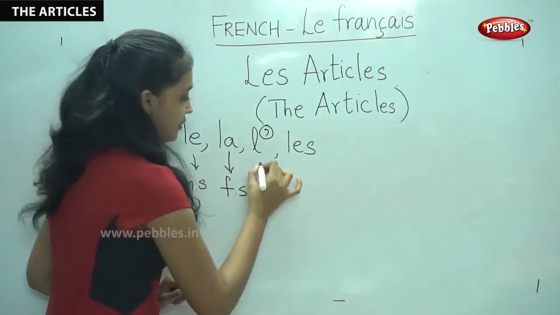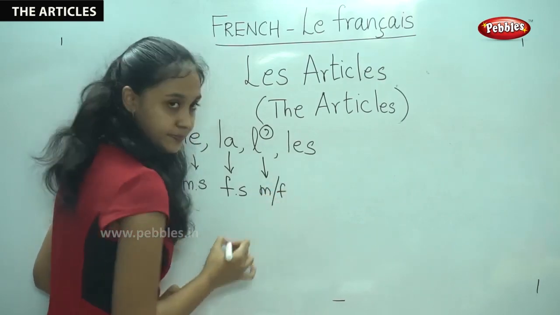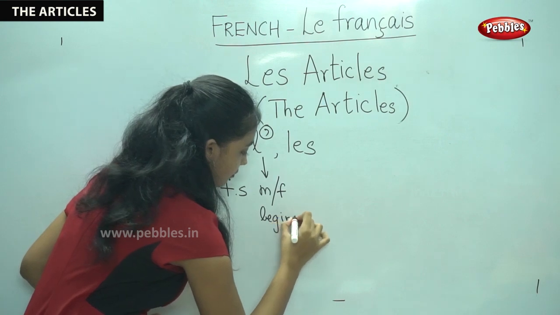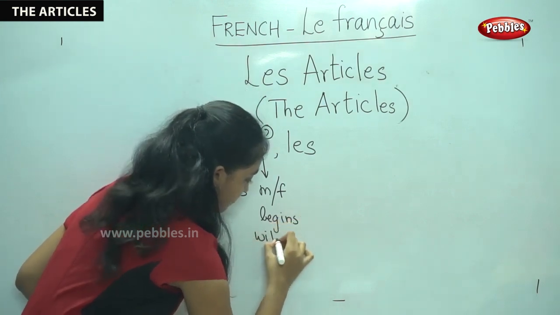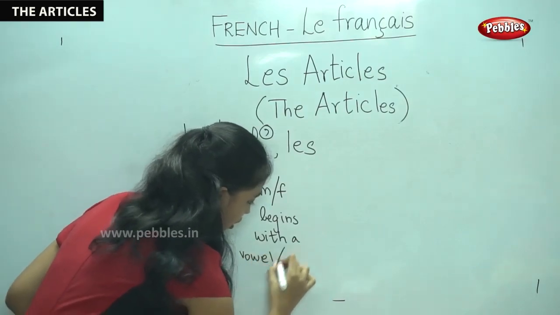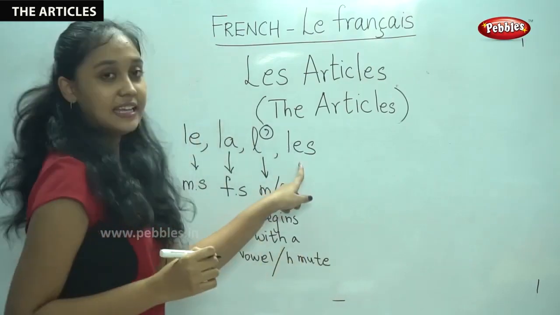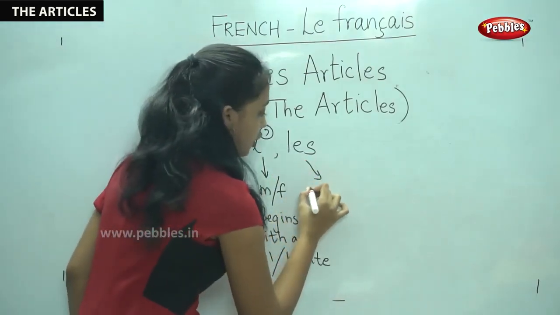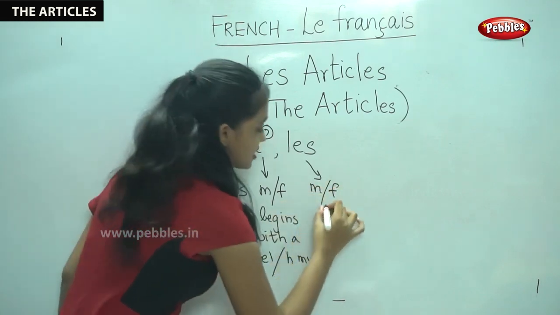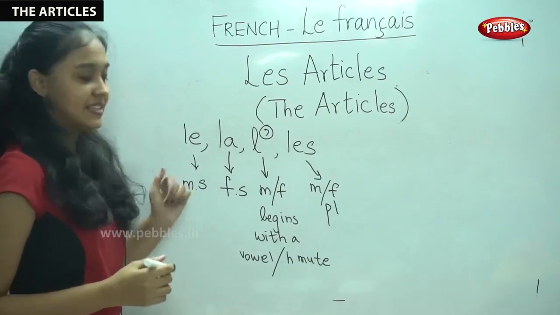L apostrophe comes before masculine or feminine nouns that begin with a vowel or H mute. And les can be used for masculine or feminine nouns in the plural form. So I hope you have understood the definite article.